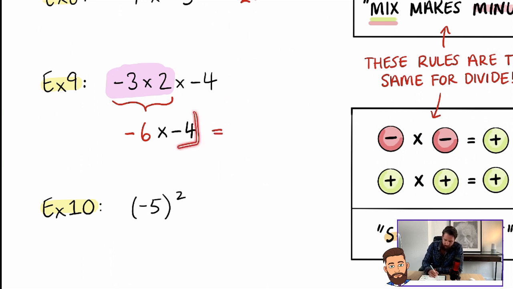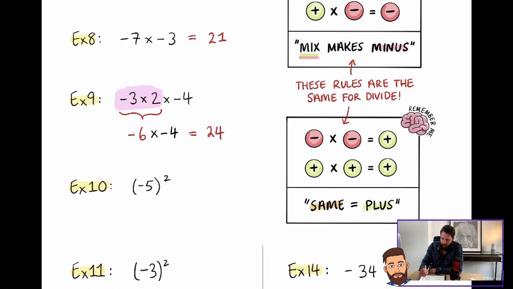Well, again, we now need to ignore the signs. 6 multiplied by 4 is 24. And what signs do we have? We have a minus and a minus. Well, what do we know? We know that things that are the same, a minus times a minus will always give me a plus. So the answer to this whole question is just plus 24.